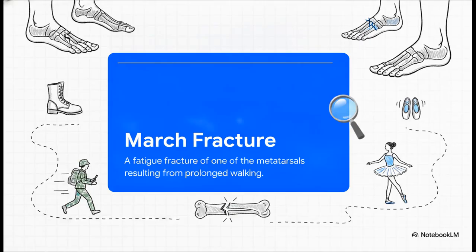But what happens when those supportive structures fail under repetitive stress? Well, you get what's called a march fracture. It's a fatigue fracture that happens right in one of the metatarsal bones. We see this all the time in folks subjected to prolonged weight-bearing stress. Think long-distance walkers, military recruits on heavy marches, or even female ballet dancers who are repeatedly loading their full body weight right onto their toes.